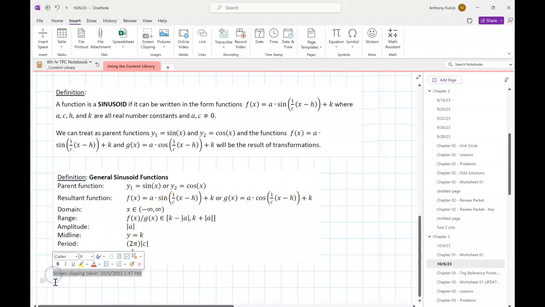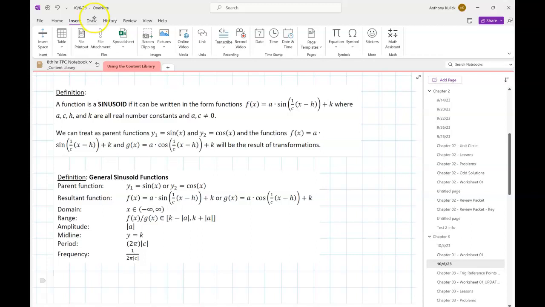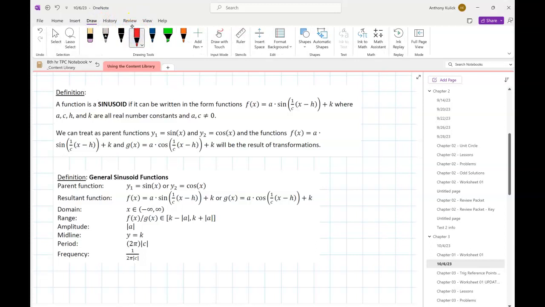So we can say for a parent function sine or cosine with the corresponding resultant functions, the domain is still going to be all real numbers. The range is going to change from -1 to 1 to k minus the absolute value of a to k plus the absolute value of a. The amplitude is going to change from 1 to the absolute value of a. The midline is going to change from y equals 0 to y equals k. The period from 2 pi to 2 pi times the absolute value of c. And then the frequency from 1 over 2 pi to 1 over 2 pi times the absolute value of c.